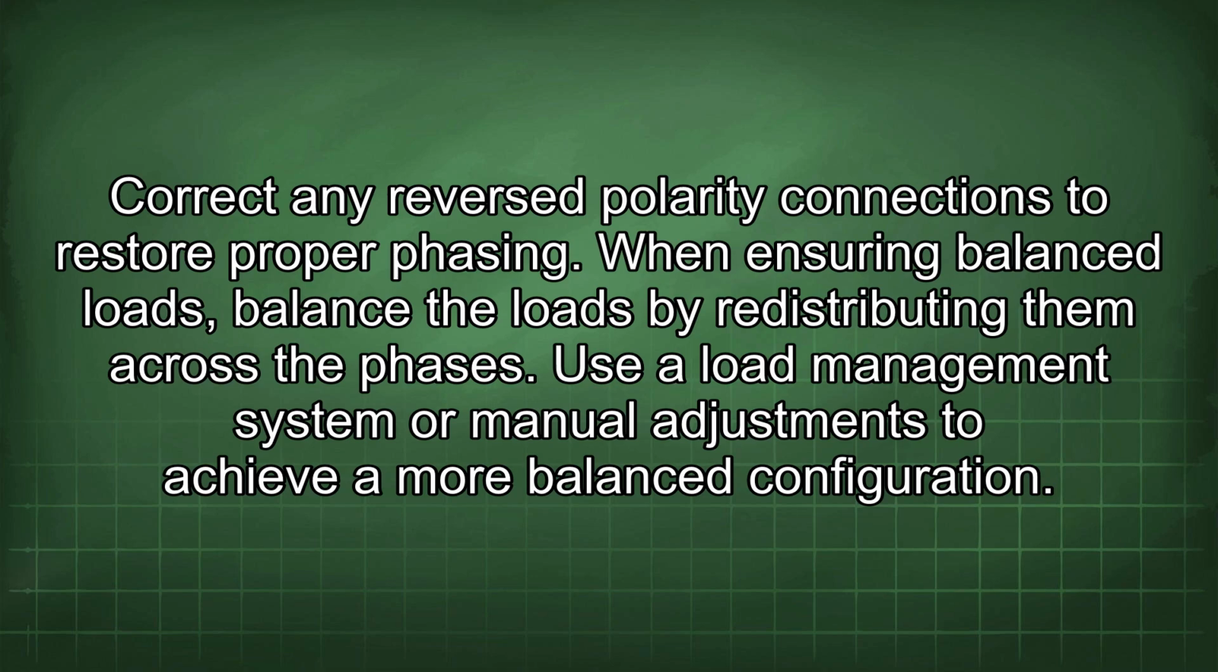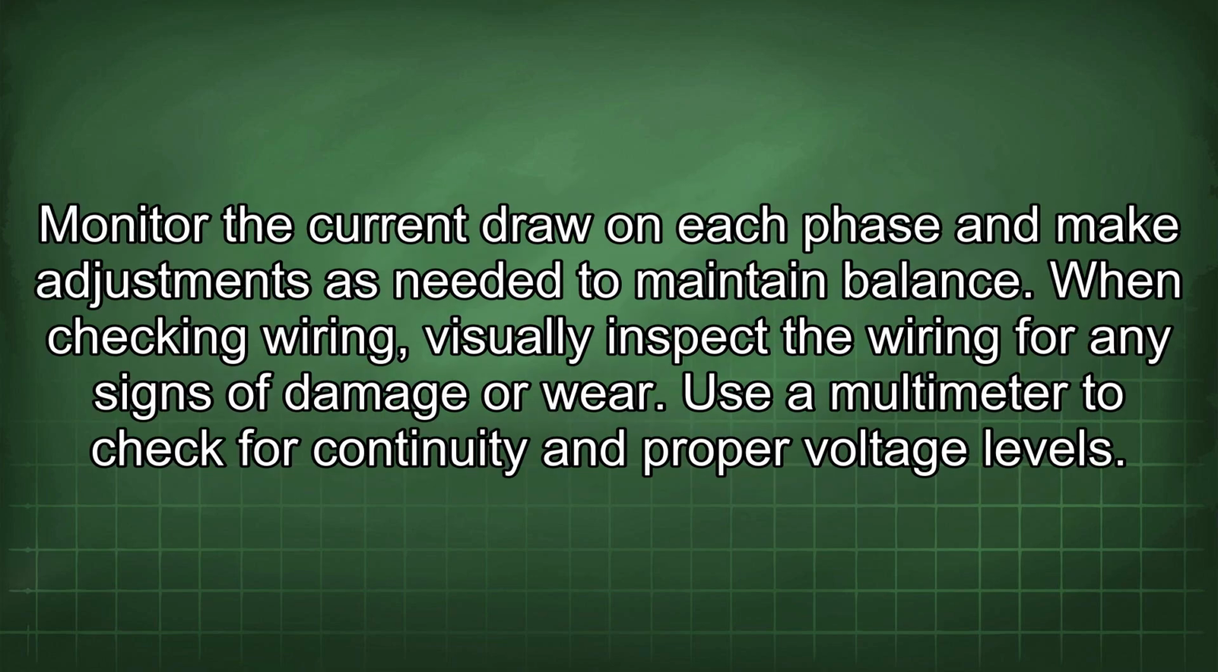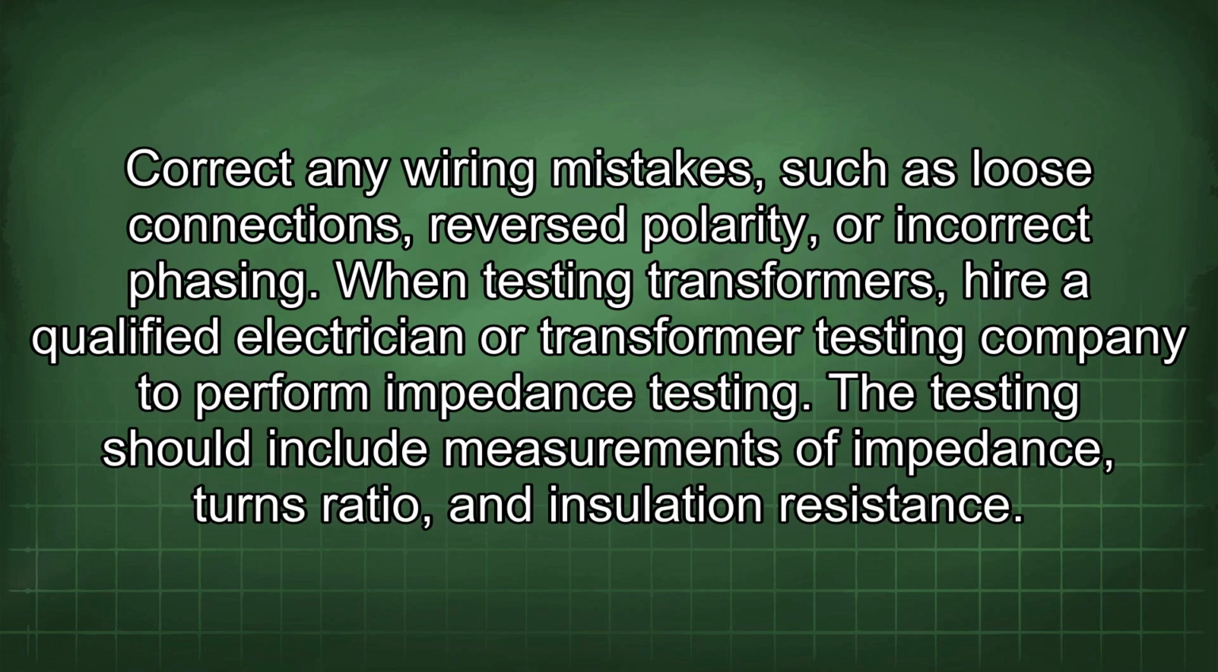Use a load management system or manual adjustments to achieve a more balanced configuration. Monitor the current draw on each phase and make adjustments as needed to maintain balance. When checking wiring, visually inspect the wiring for any signs of damage or wear. Use a multimeter to check for continuity and proper voltage levels. Correct any wiring mistakes, such as loose connections, reverse polarity, or incorrect phasing.